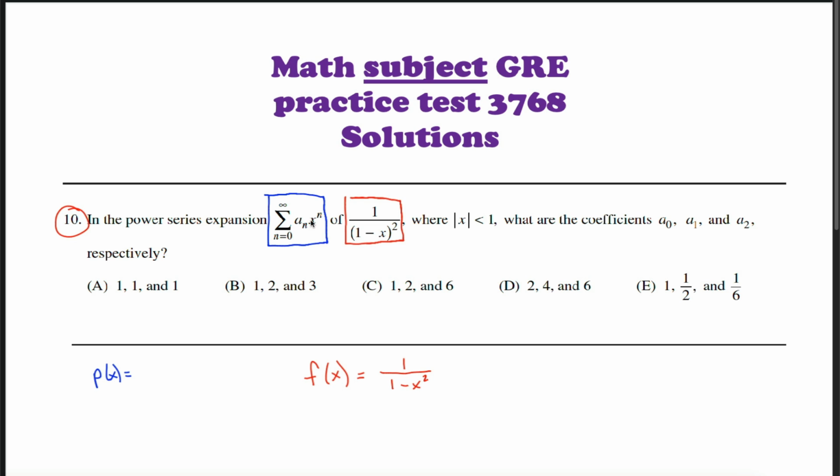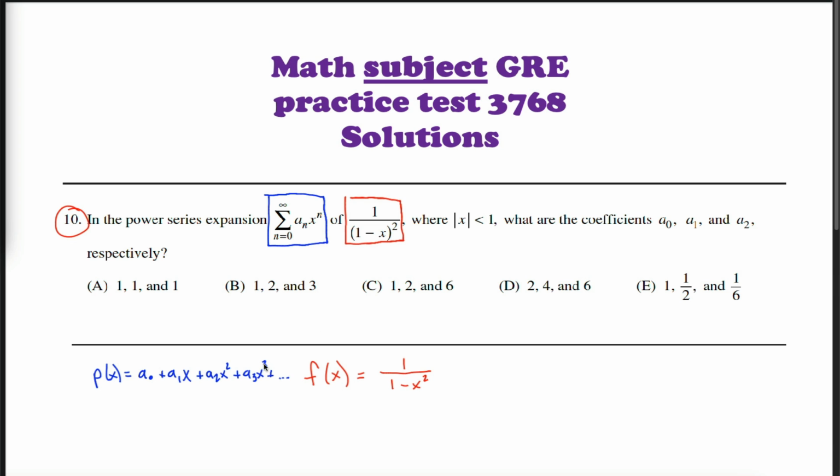And while this summation notation is really helpful, it might help people to see what's going on if I wrote out the first few terms of this infinite sum. So if I change all the n's into zeros, I get a0 x to the 0 power. If I change all the n's into ones, I get a1 x to the first power. If I change them into twos, I get a2 x squared. Change them into threes, I get a3 x cubed, and so on.